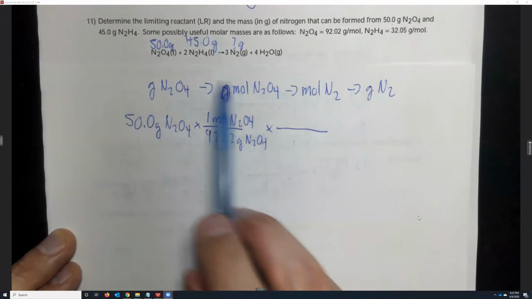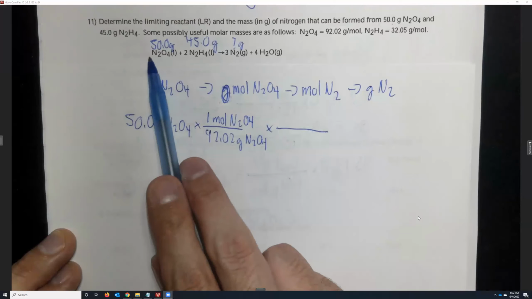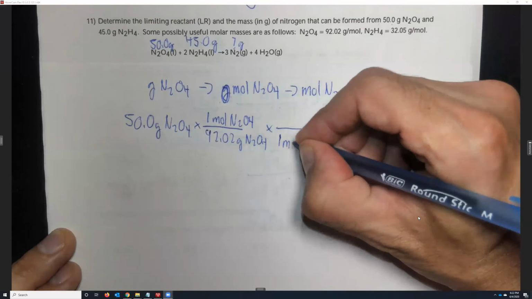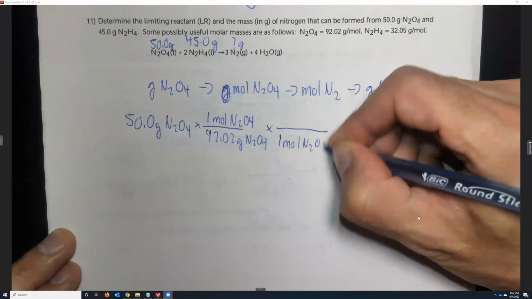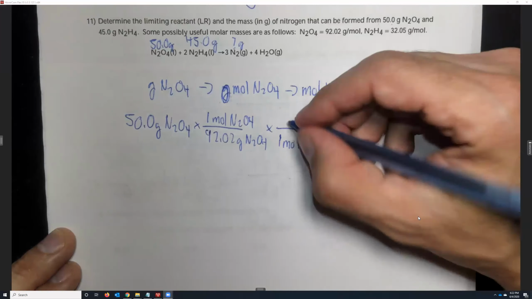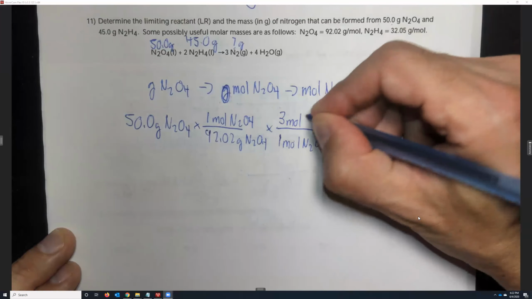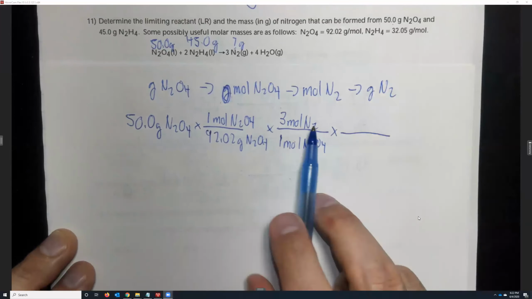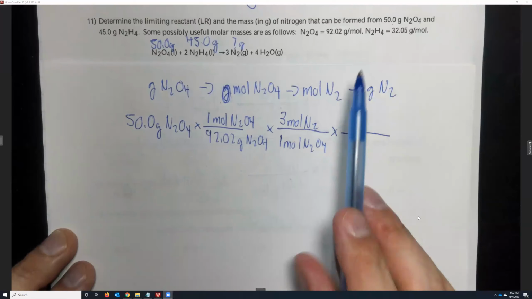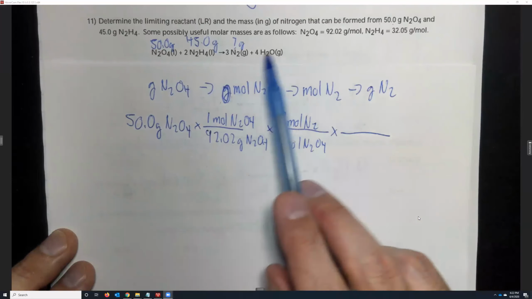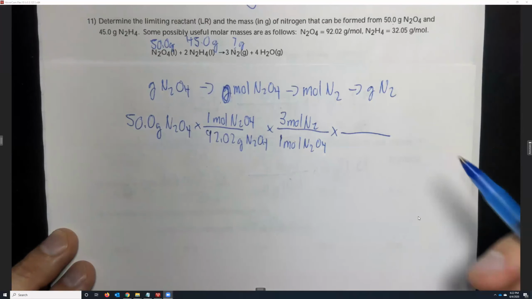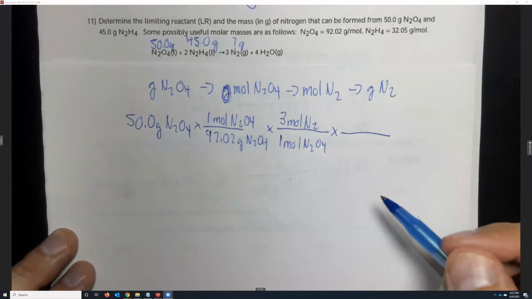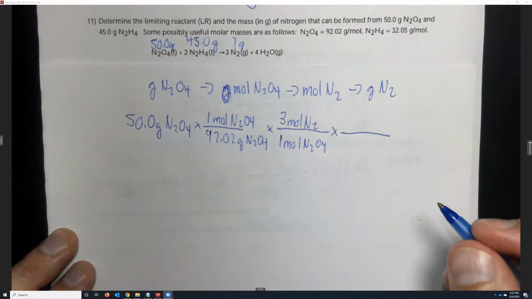Remember, moles of one thing to moles of another, balanced chemical equation. In this case, there's no number, so it's 1 mole of N2O4 on the bottom, and there's a 3 in front of nitrogen, so 3 moles of N2 on the top, times, now I need to convert it to grams of nitrogen. In order to do that, I need to use the molar mass of nitrogen, which isn't given, but it's N2. Don't forget to double it. It's not 14.01, it's 28.02.